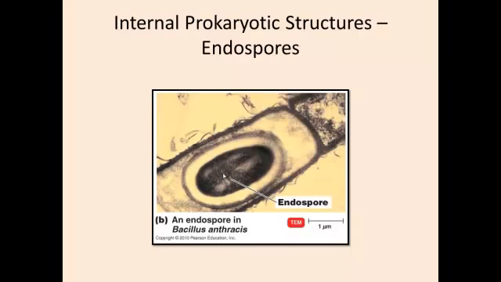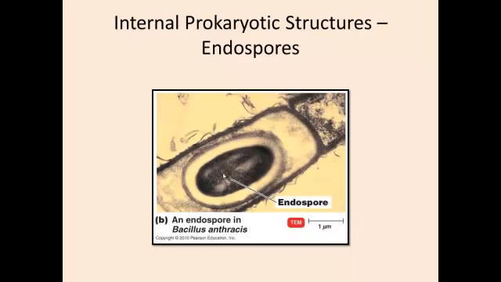Then when times get better, they hatch out and they grow into what we call a vegetative cell. This is a cell that's not asleep, it's not in suspended animation. It's living and growing and eating and producing waste and different things, and it's far less resistant to heat, drying, all of these other things. So the endospore is a way for the bacterium to survive bad times.